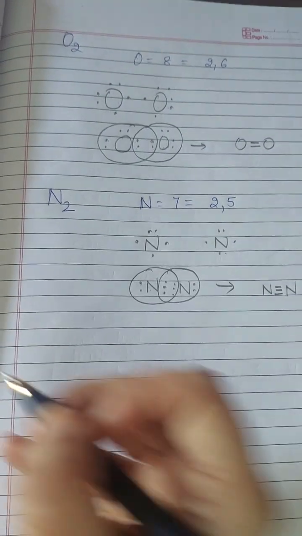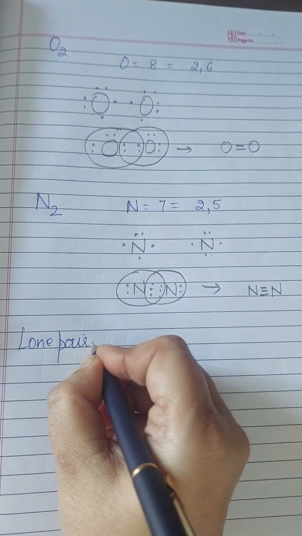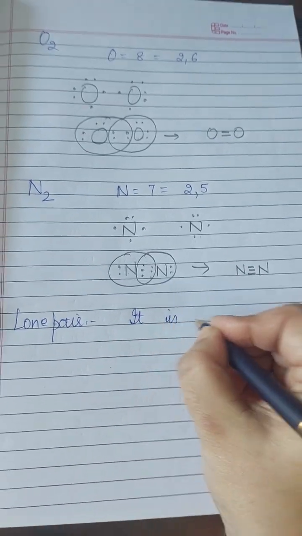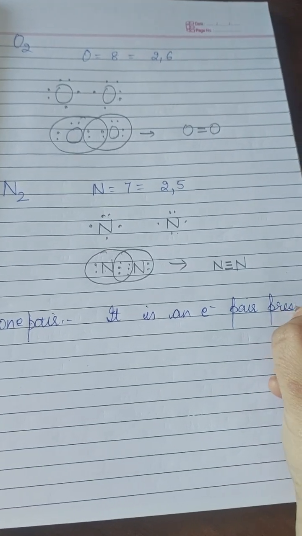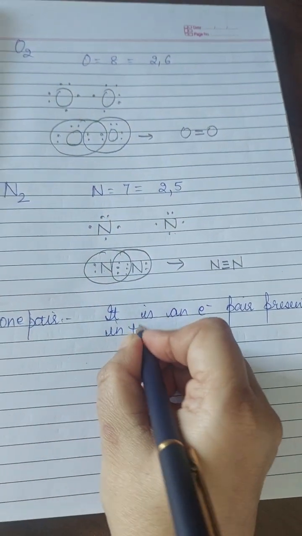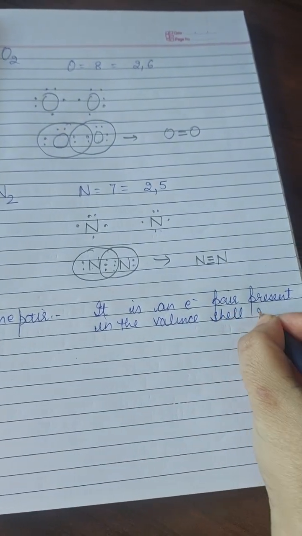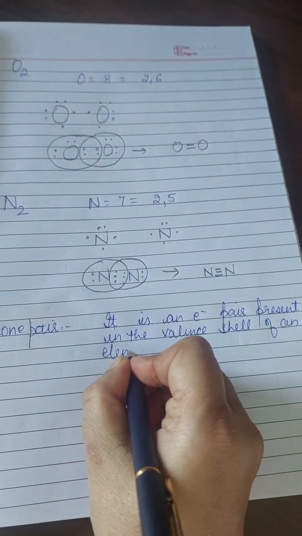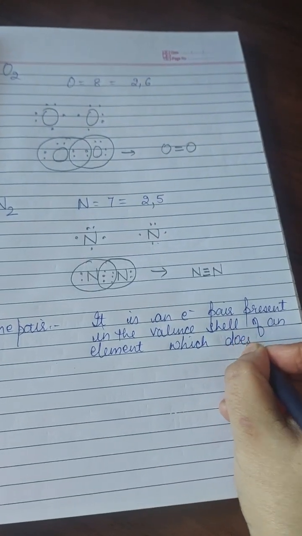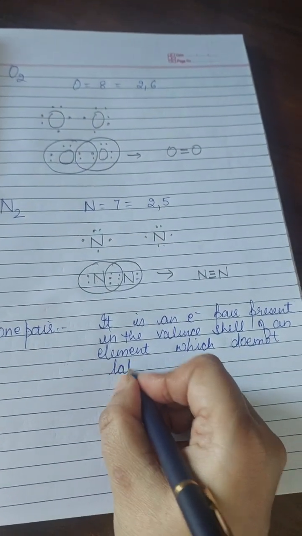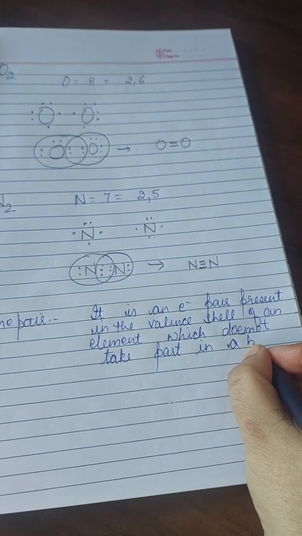Now, what is lone pair? Lone pair, it is an electron pair present in the valence shell of an element which does not take part in a bond formation.